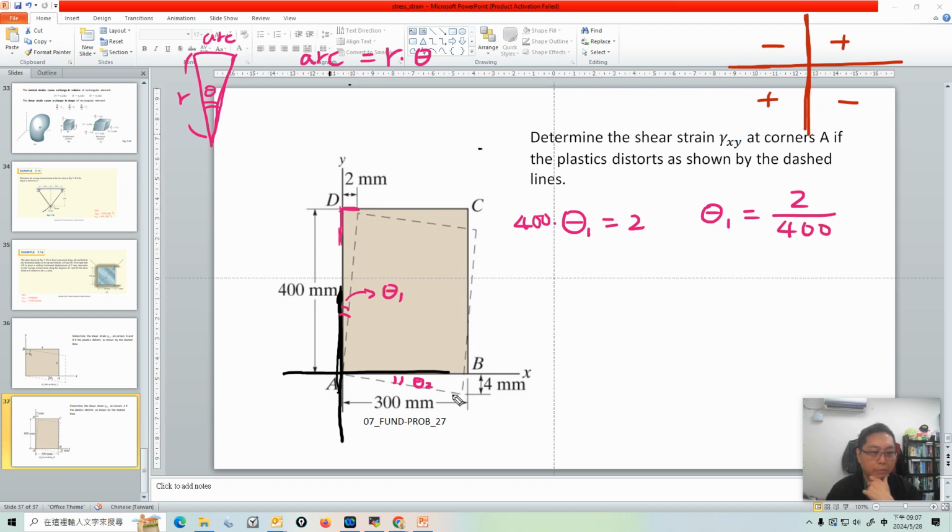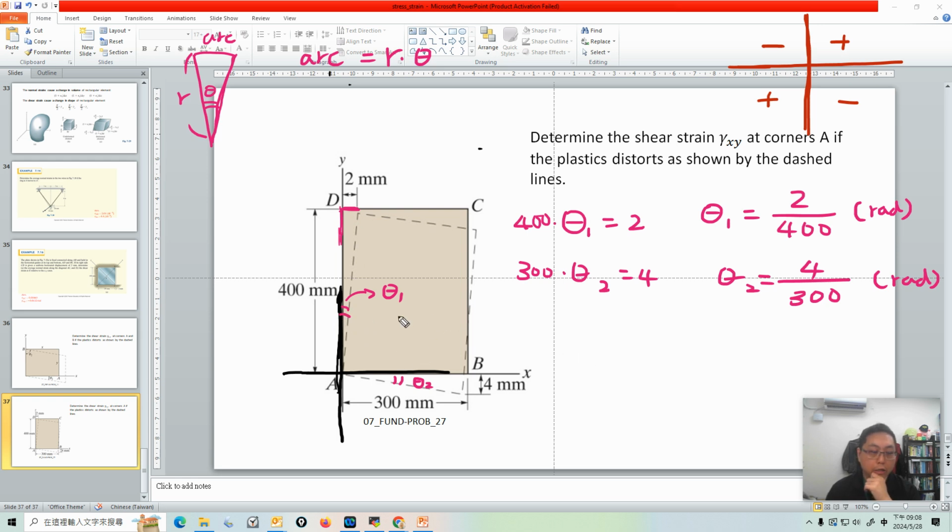We apply similar things here. So 300 times theta 2 equals 4. So theta 2 is 4 divided by 300, in radians. So at point A, after deformation, we have two deformed angles, theta 1 and theta 2.